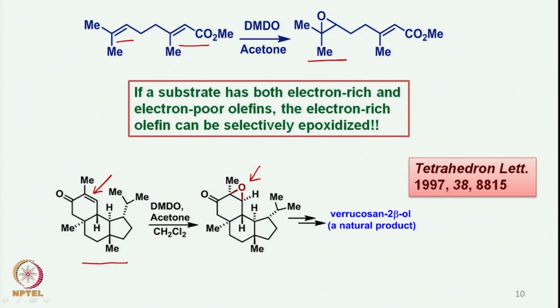Now you can see the formation of the epoxide is taking place from the beta side because the groups which are present here are all alpha oriented. So due to steric hindrance, the formation of the epoxide occurs from the beta side.